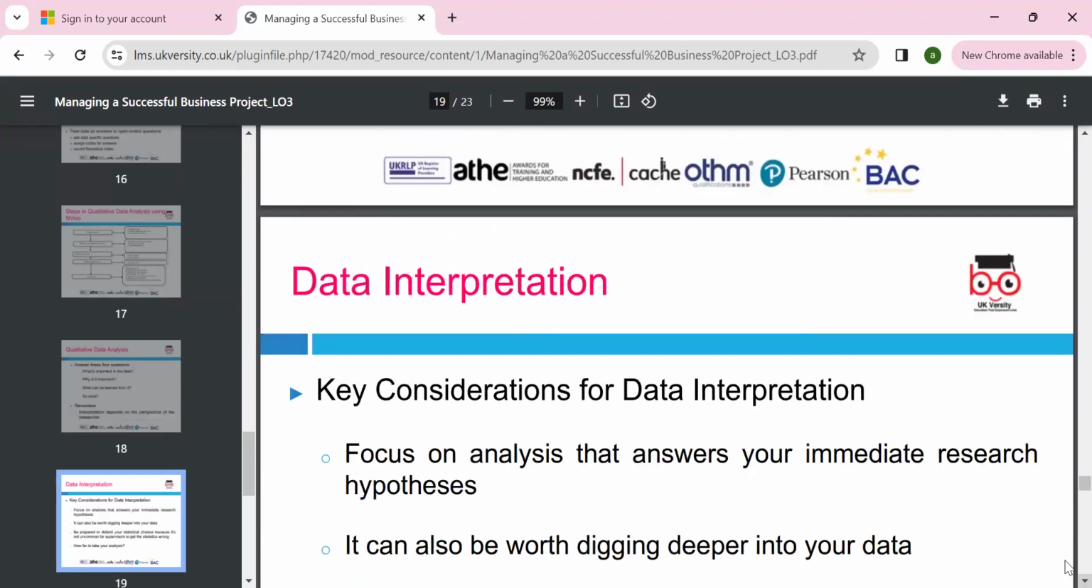Like service quality, customer satisfaction, and loyalty. So we can look at why we want to do it. That is quite crucial. So we look at the key considerations for data interpretation. Focus on the analysis that answers your immediate research hypothesis or research question, which you want to test. It can also let you dig deeper into your data.